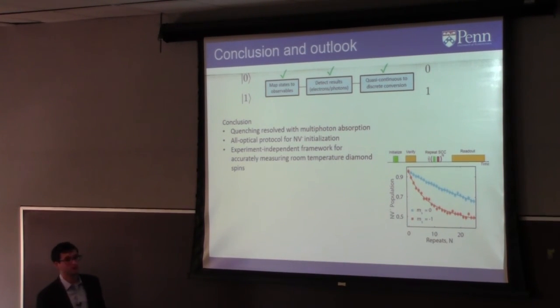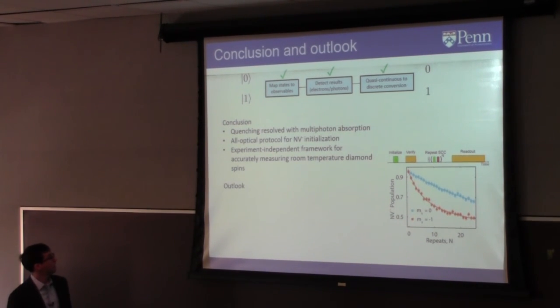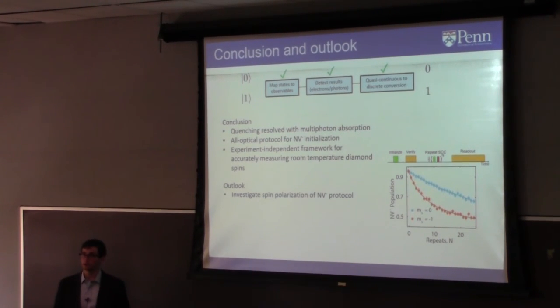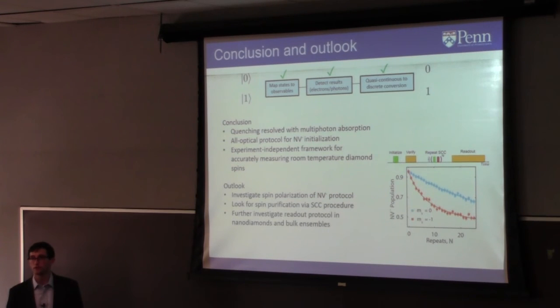What I mean by experiment-independent is we now have a formalism for doing thresholding, which applies to single NVs with very well-behaved charge dynamics, as well as many NVs where you can't threshold. You can use the analog measurement to still get increases in your SNR. And now moving forwards, there are some further investigations to look at the spin polarization of the NV-minus protocol. So we ask the question, what is our total initialization? How well are we doing in that sense? Look for maybe some spin purification that could help us with this first part using our spin-to-charge conversion procedure. And finally, investigate this readout protocol in other diamonds.